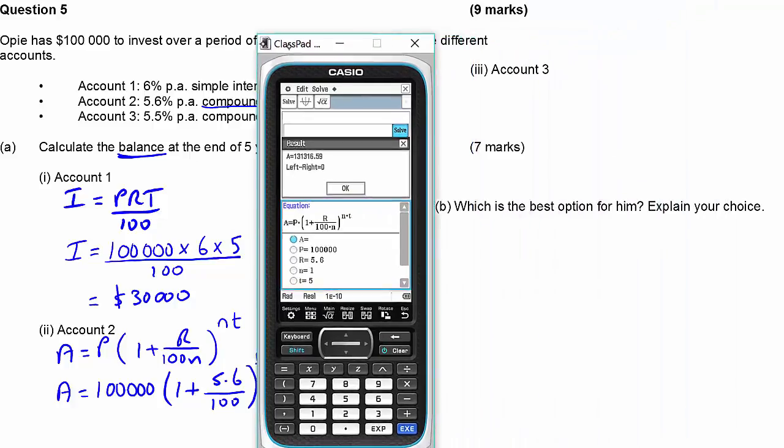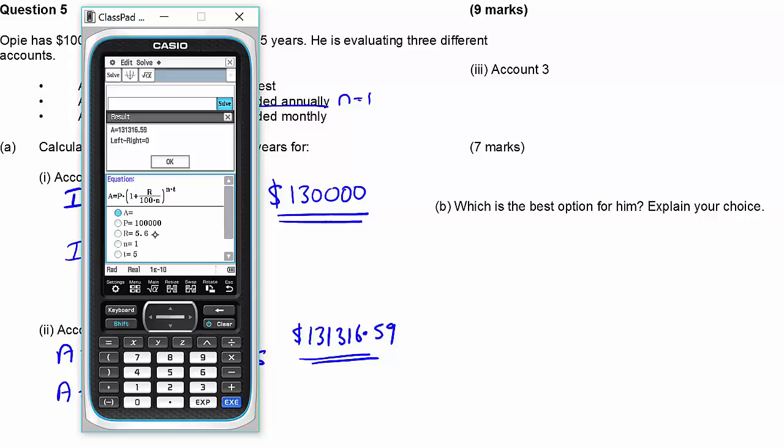And then for account 3, we can change a couple of things. First of all, let's just OK that, and just clear that out. This needs to be 5.5. Now, we're going to compound monthly, which means 12 times a year for 5 years. Solve that. So that is 131,570.38.